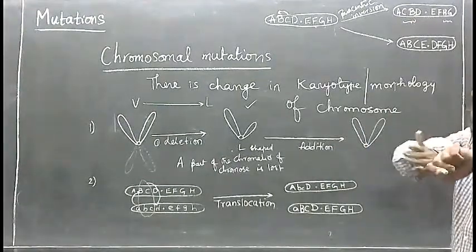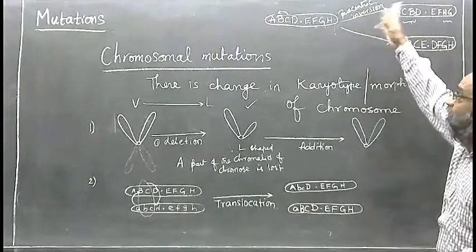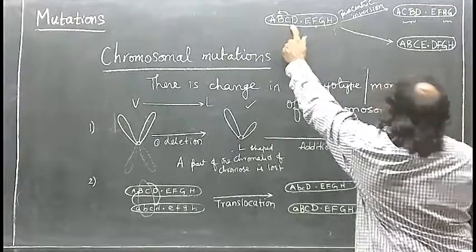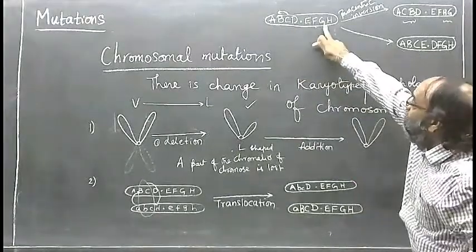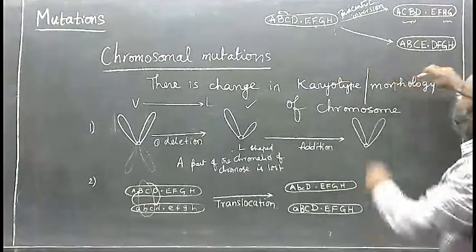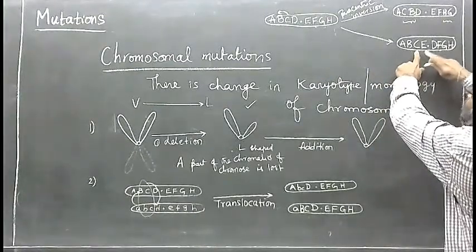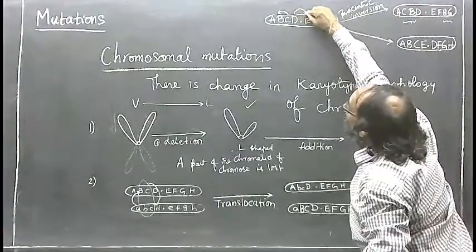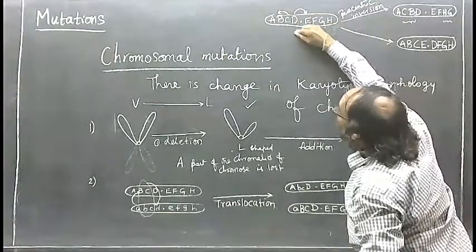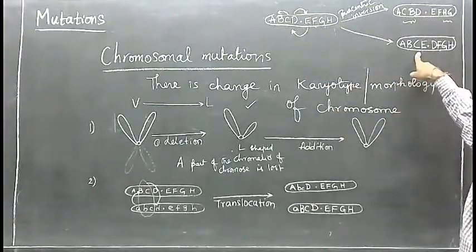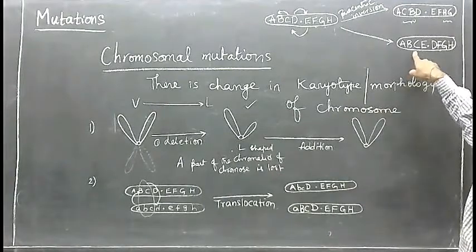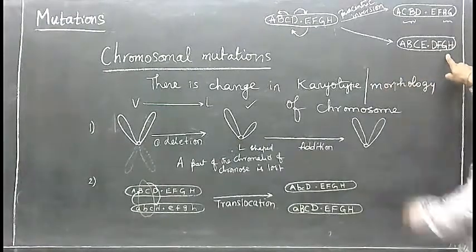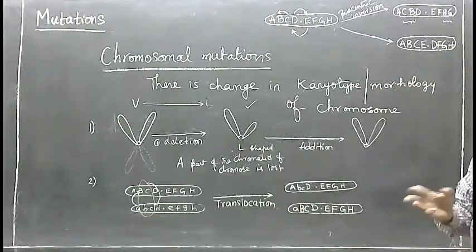If it is apart from the centromere, it is called paracentric inversion. Take this case. A, B, C, D, E, F, G, H. This is the centromere. After mutation, what is the sequence? It is A, B, C, E, D, F, G, H. That means there is a change in the positions like this.